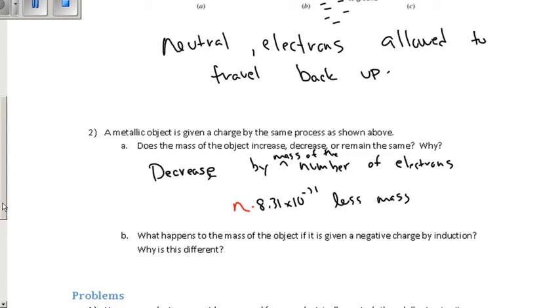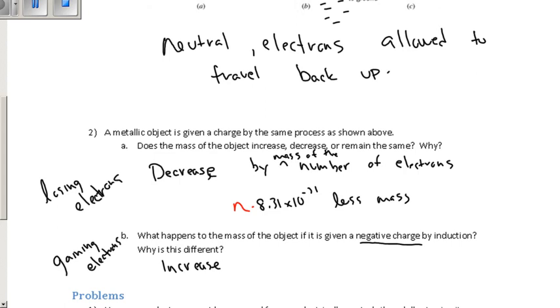If the object is given a negative charge by induction, we increase our mass, because if we are given a negative charge by induction, remember the only thing that leaves are electrons, the only thing that can move are electrons. So it's different because it's not that we are losing protons. We are gaining extra electrons. So here we are losing electrons, and here we are gaining electrons. So as we gain electrons, we increase our mass because we have, again, a number of electrons coming up.